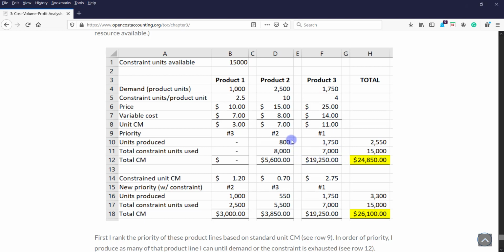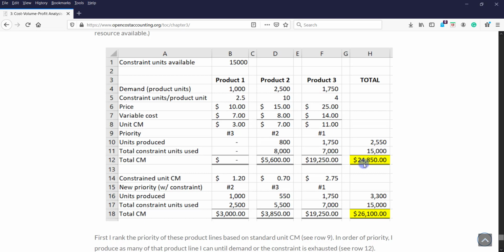Then we use the rest of our constraint, 8,000 units worth, to complete 800 units, because it's 10 constraint units per unit of product 2. 800 product 2 units. That gives us $5,600 of total contribution margin. And then we have no leftovers to even finish our demand. There's 2,500 units of demand for product 2. We can't even finish it, much less go on to product 1. So our total contribution margin here is $24,850.